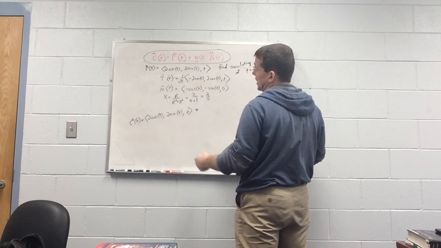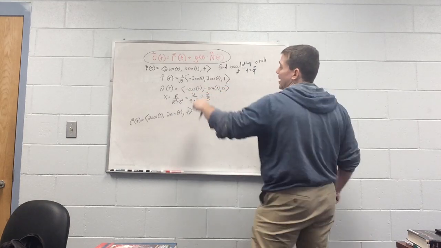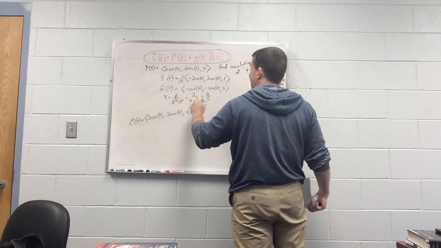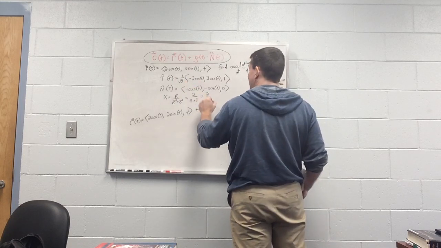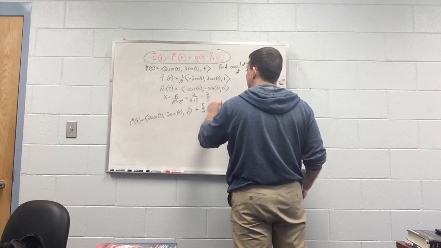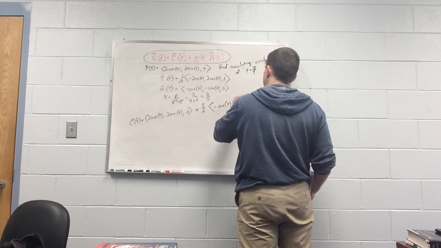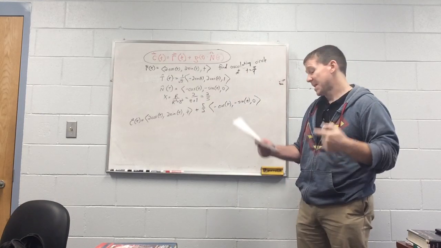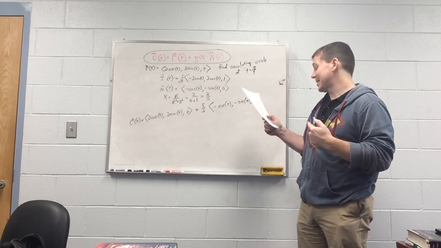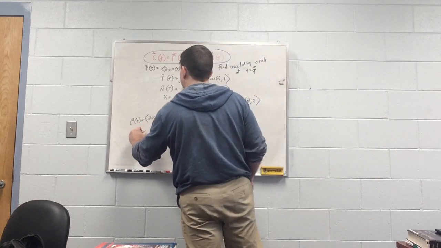Plus rho of t, rho, like we had over here, is the reciprocal of k. So flip that, you get 5 over 2 times n of t, which is negative cosine t, negative sine t, 0. That's your equation right there. But we can manipulate this out, plug everything in.